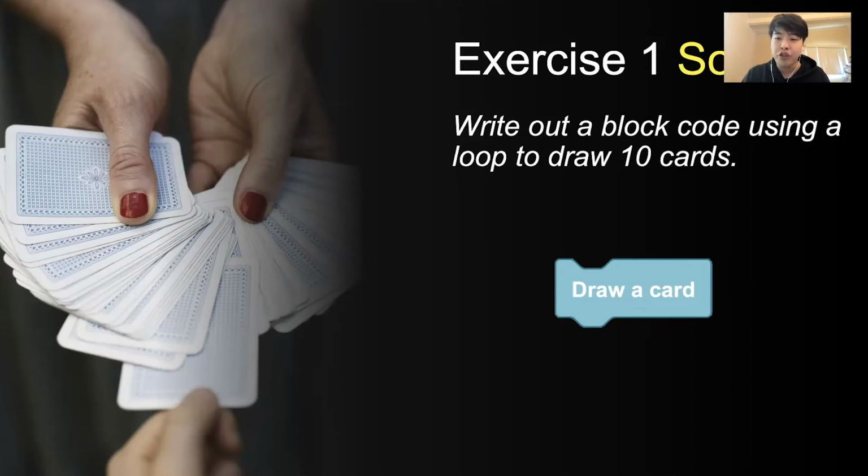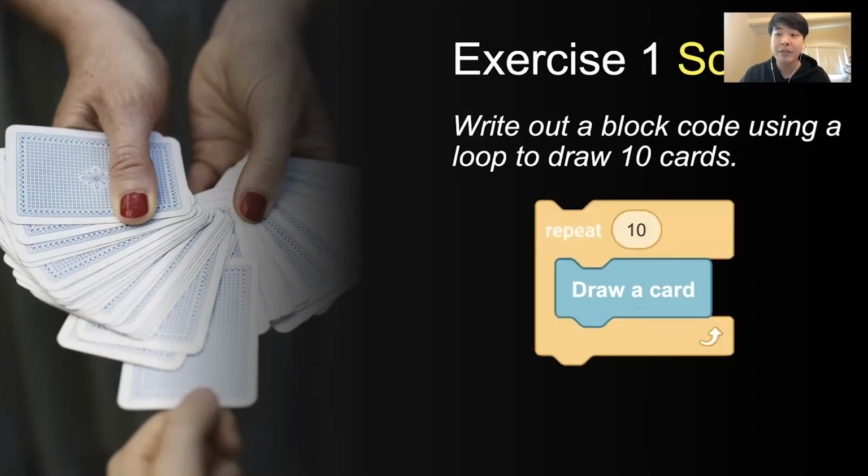Without using a loop, you have to copy and paste this 10 times, or 9 times additional to the one. But if you were to use a loop, you might want to use something called a counting loop, meaning you want to repeat this 10 times. So you repeat this 10 times and you are done.